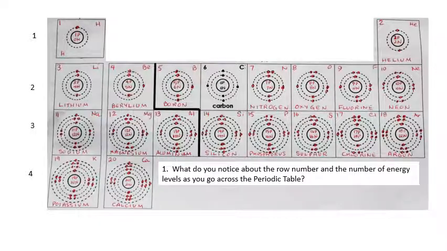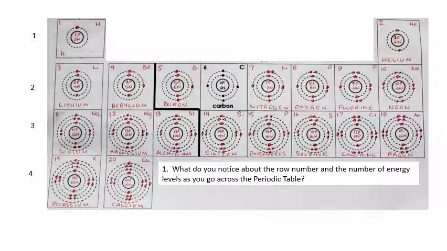So the question is, what do you notice about the row number and the number of energy levels as you go across the periodic table? You don't have to answer this yet. We'll do it on the next slide. But let's take a look here. Here's the row number. Let's just look at 2, make life easy. Number of energy levels all the way across. What do we notice here about the row number and the number of energy levels? I know it's a pretty easy answer. Let's look at row number 3. How many energy levels do we have as we go across here?